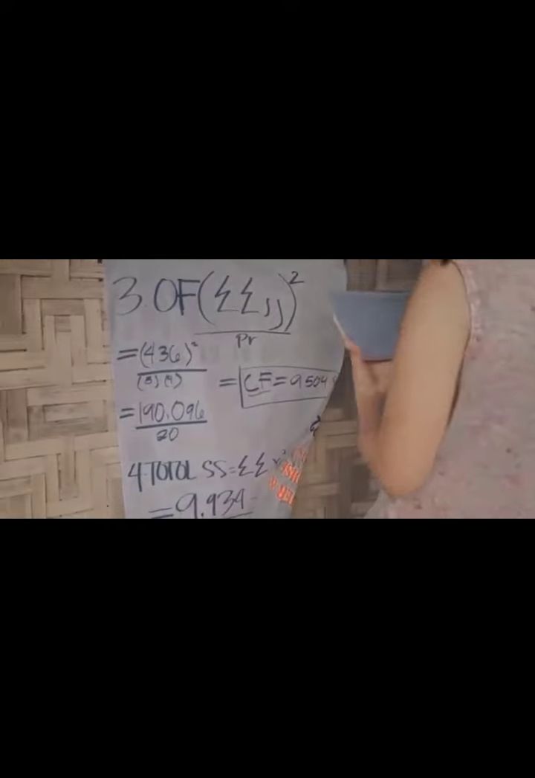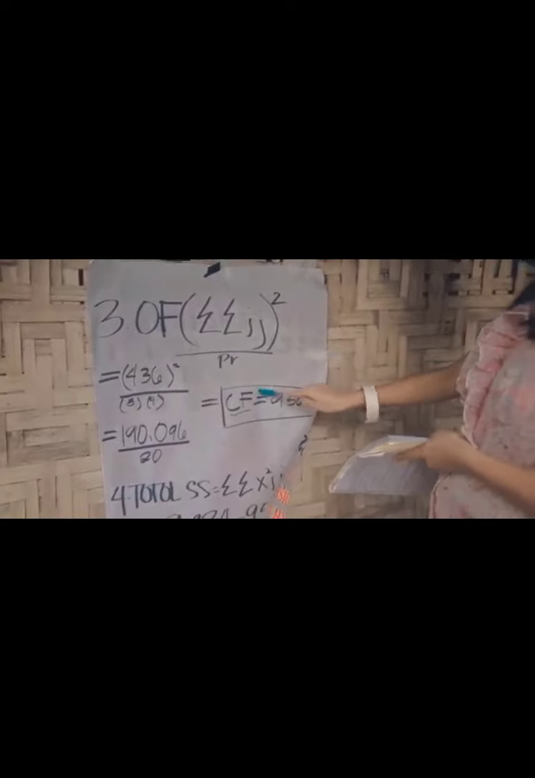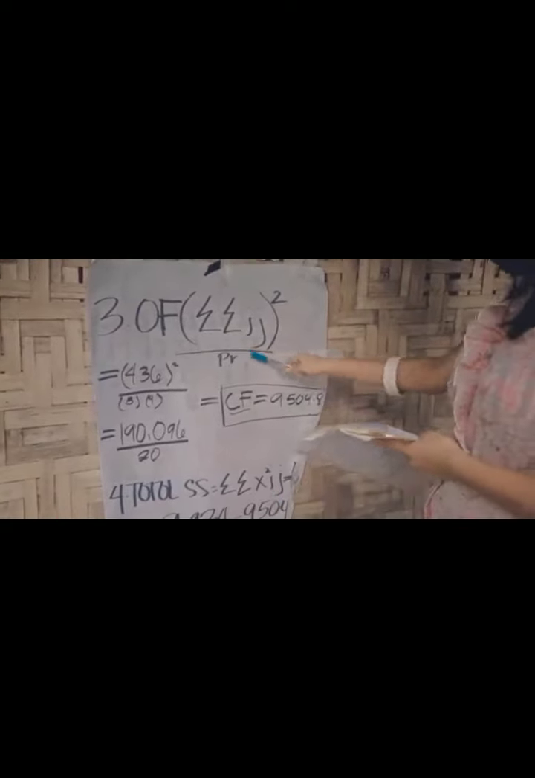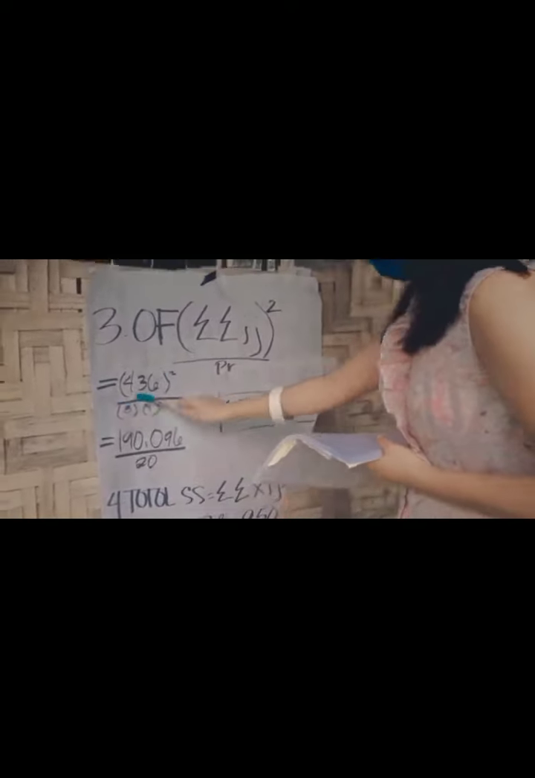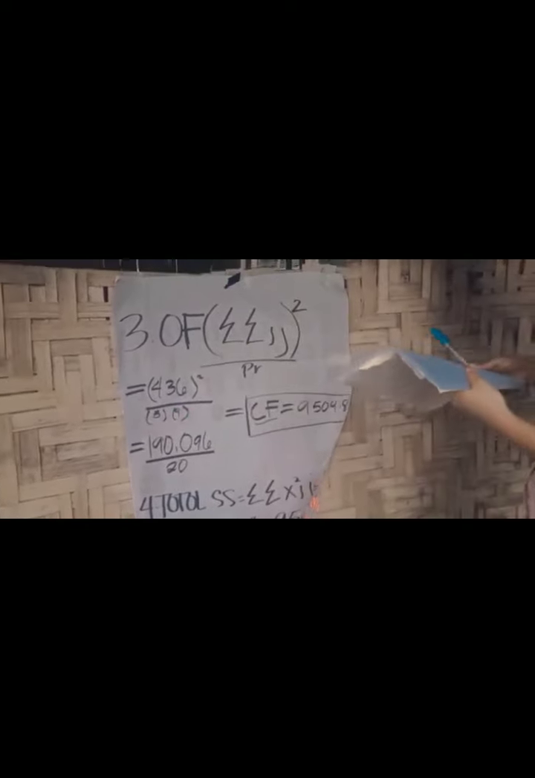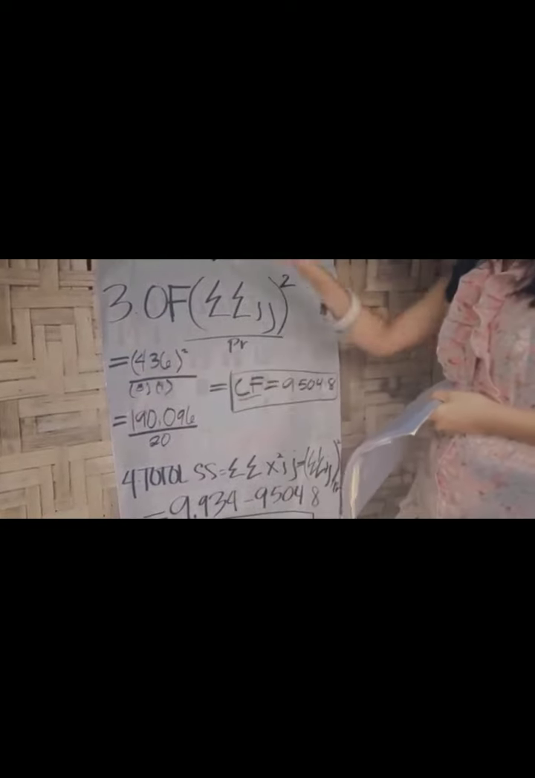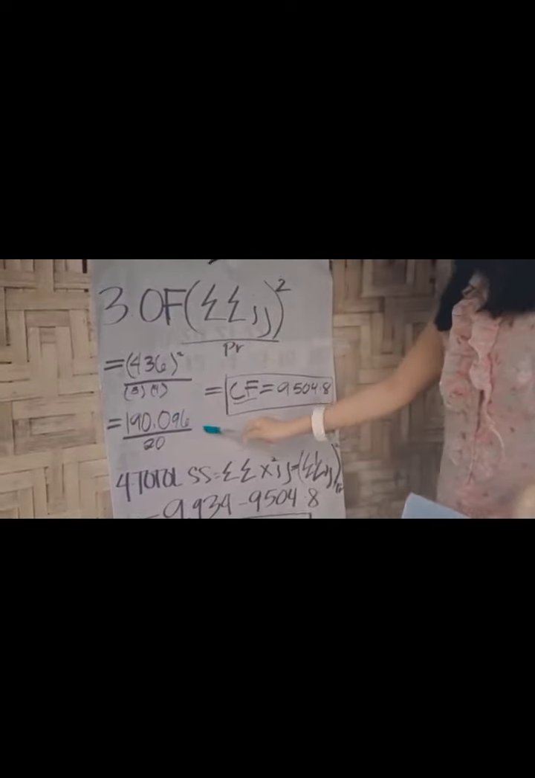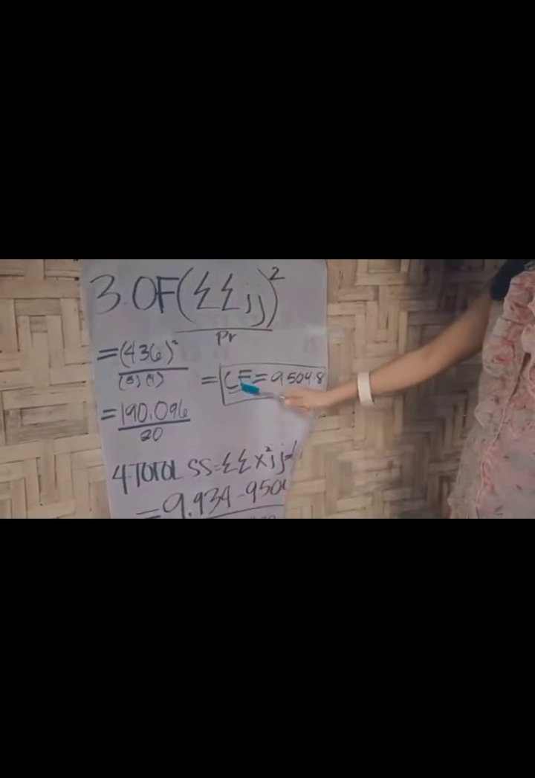So, number 3: we need to find the CF. So we solve for CF, or correction factor. Here is the formula: the double summation of x ij, squared, over p times r. The value of the double summation is 436 squared over 5 times 4. We divide by the value of p, which equals 5, and r, which equals 4. So 190,096 over 20 is the final CF.